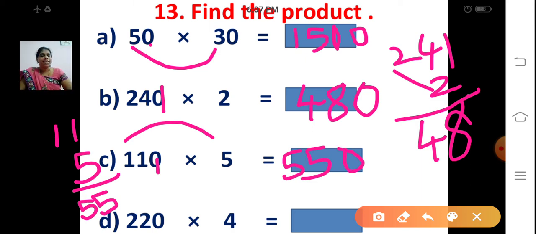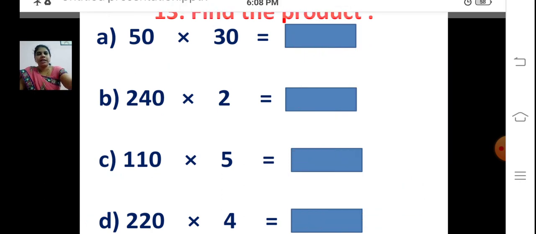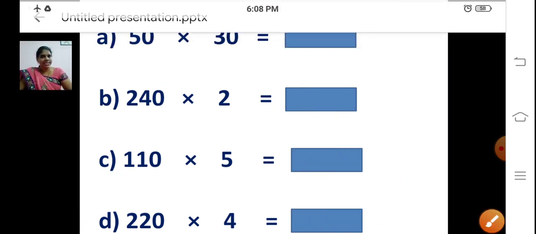Clear? So next sum, 220. We are going to multiply. Ignore the 0. We'll write it at the last. We are going to multiply 22 by 4. So 2 4s are 8. Again 2 4s are 8. So the answer is 88. 22 by 4 is 88. Followed by how many zeros? 1 zero. So the answer is 880. The remaining sums we'll do in the next class.